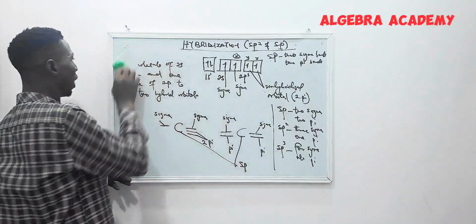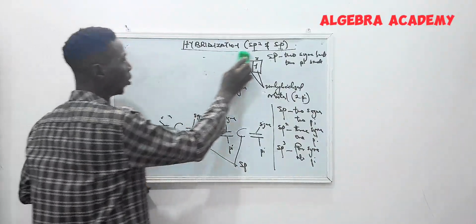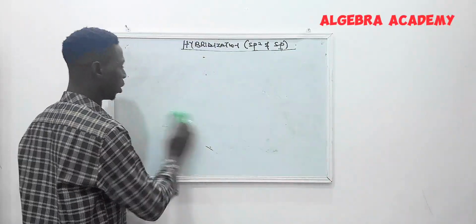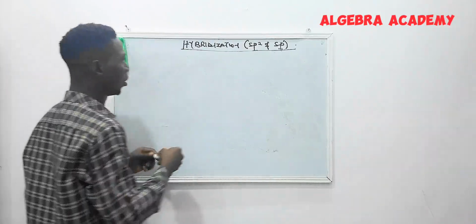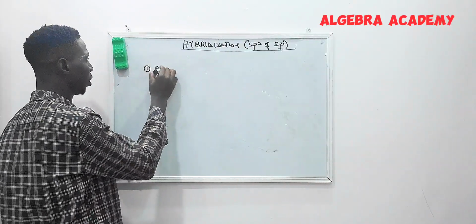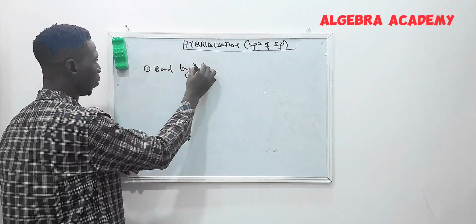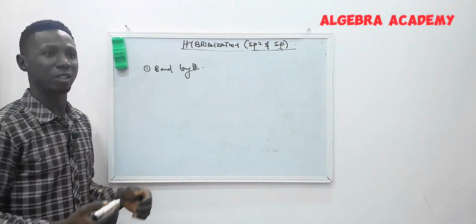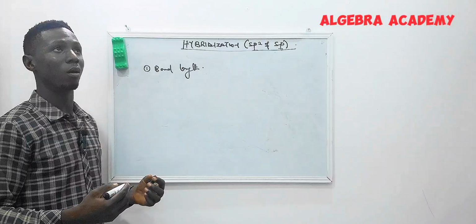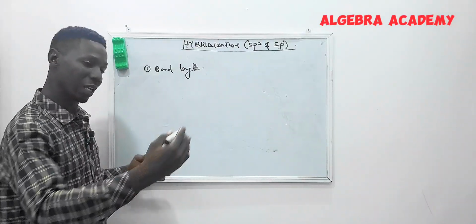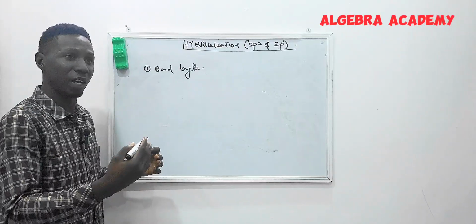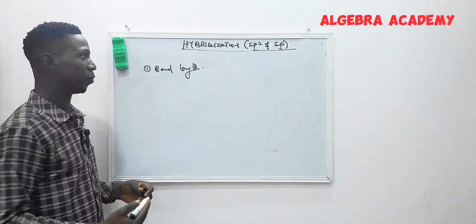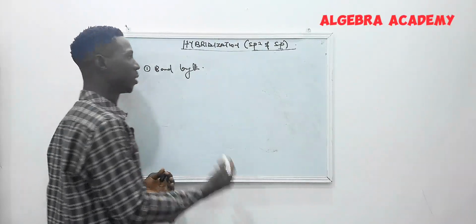Now we have some characteristics of these three types of hybridization: the sp, the sp2, and the sp3. We have something we call bond length. For bond length, let's take it one after the other. Which of the three hybridizations has the highest bond length, and which has the shortest bond length? Now you can know the bond length of each of them by their percentage S character. What do you mean by percentage S character?